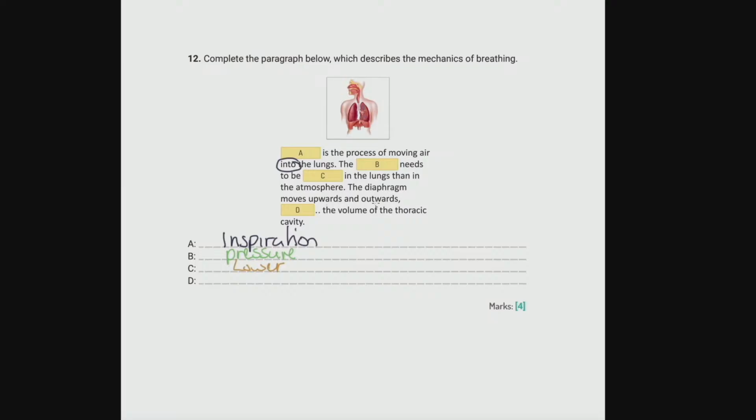The diaphragm moves upwards and outwards, increasing the volume of the thoracic cavity. So this is increasing. So just a little example of how we can use that knowledge that we've just picked up there. Sorry, my pen is being a little awkward here, trying to write the word increasing in here. There we go, increasing. And there we'd have our answer.